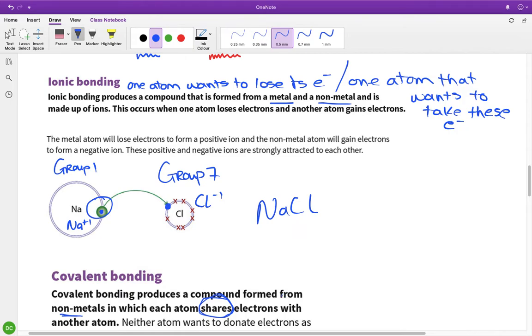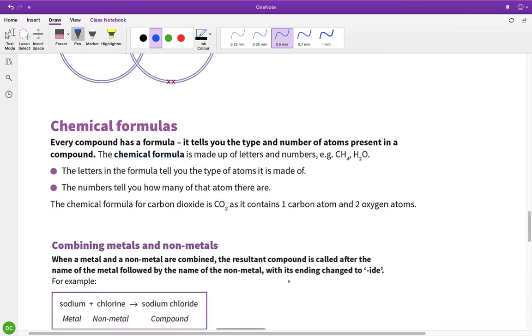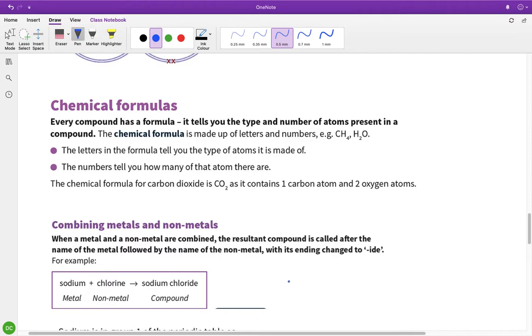Okay, so just 2 different ways of bonding. Remembering that ionic bonding is between a metal and a non-metal, whereas covalent bonding is between non-metals. Okay. Chemical formulas, we've done this already. Every compound has a formula. It tells you the type and number of atoms present in the compound. So there's 2 examples here, CH4 and H2O.